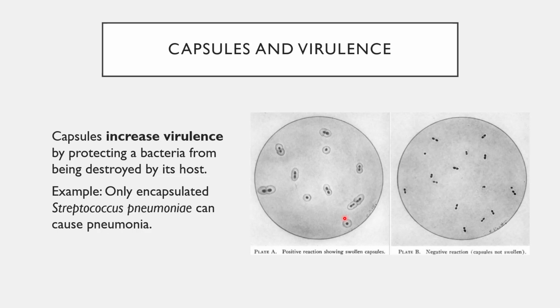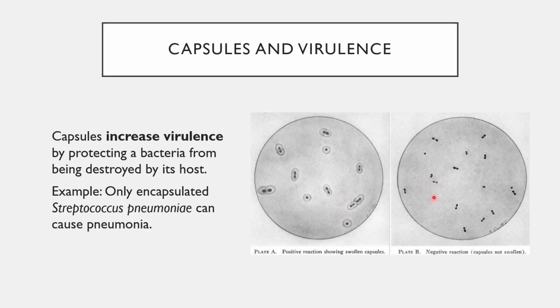In the images on the screen, we see the results of a special biochemical test called a Quellung reaction, which can be used to test for the presence of a capsule using antibodies. And on the left-hand side, we can see a positive reaction, which shows the presence of the capsules around these cells, but not around the cells on the right-hand side.